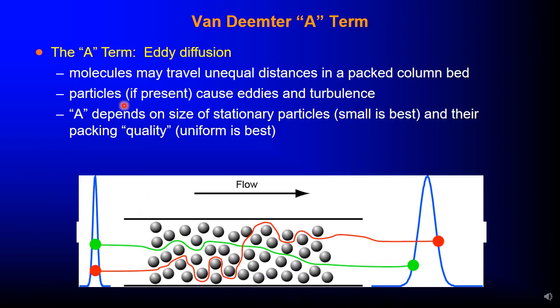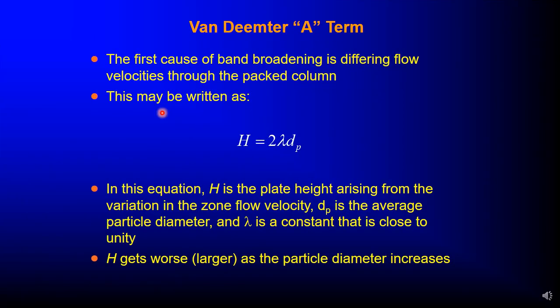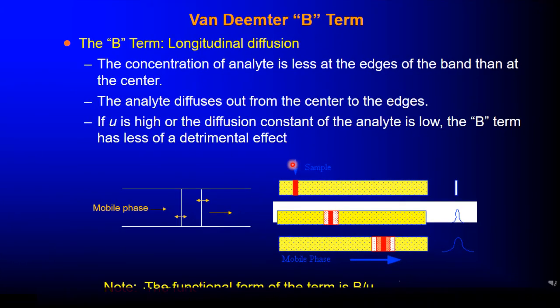The first is eddy diffusion: molecules may travel unequal distances in a packed column bed. As you can see, the first cause of band broadening is differing flow velocities through the packed column, which cause eddies. This may be written as A, which depends on dp, the average particle diameter. Then the van Deemter B term is the plate height arising from longitudinal diffusion.